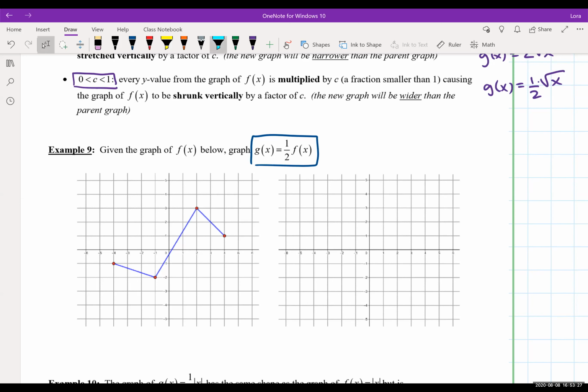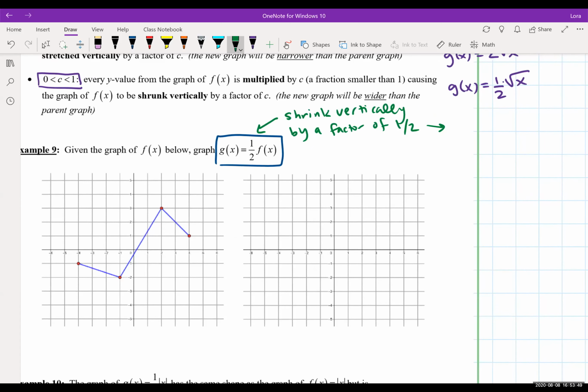But I'll write in English what's actually happening. Because I see this 1/2, f of x, we are going to be shrinking vertically by a factor of 1/2. And what that really means is every y value will be multiplied by, you guessed it, 1/2.